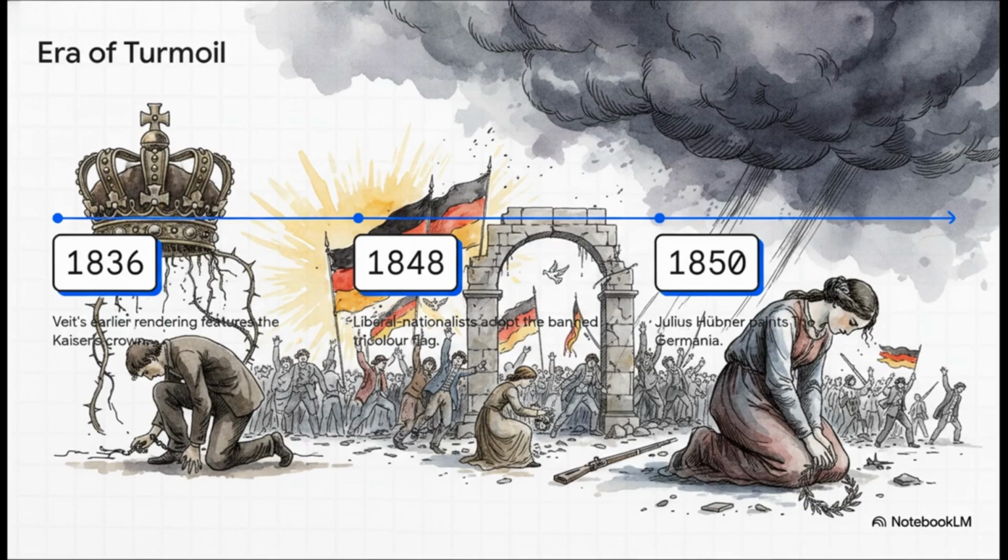Map this out with me for a second. We're looking at a rapid era of turmoil, moving from submission in 1836 to the revolutionary hopes of 1848, straight into a tragic collapse just 2 years later in 1850. It perfectly encapsulates the emotional and political whiplash of the era.